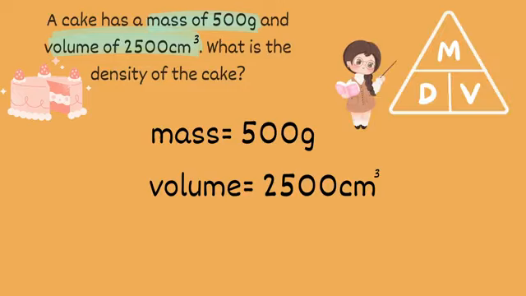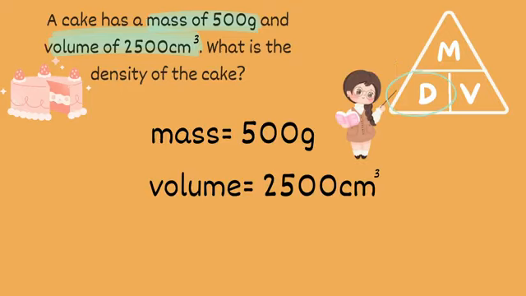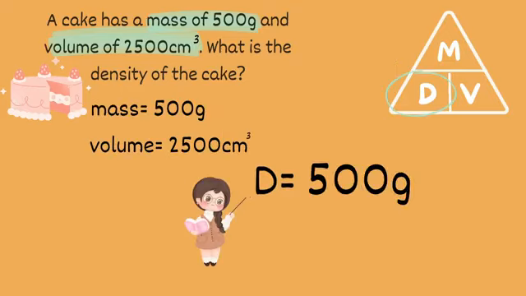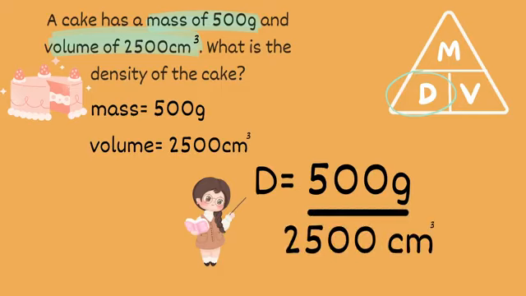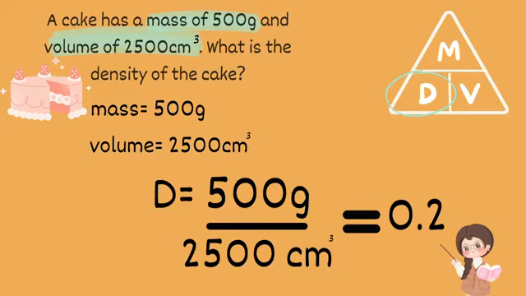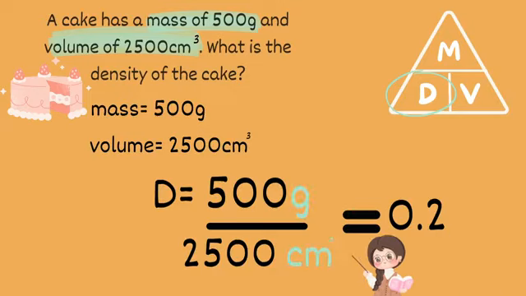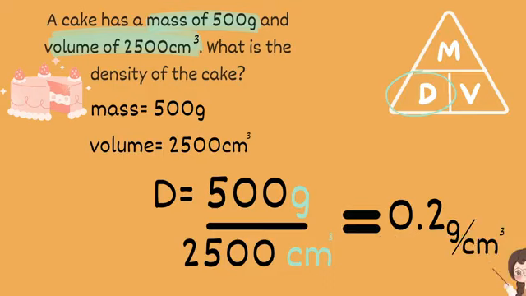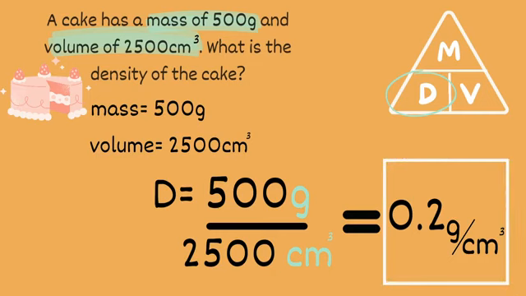If we look at our pyramid, it tells us to divide mass by the volume to get the density. So the density is going to be 500 grams over 2,500 centimeters cubed. If we punch that into our calculator, we get 0.2. And we don't need to convert any of the units here, so we keep it as is. So the final answer is 0.2 grams over cubic centimeters.